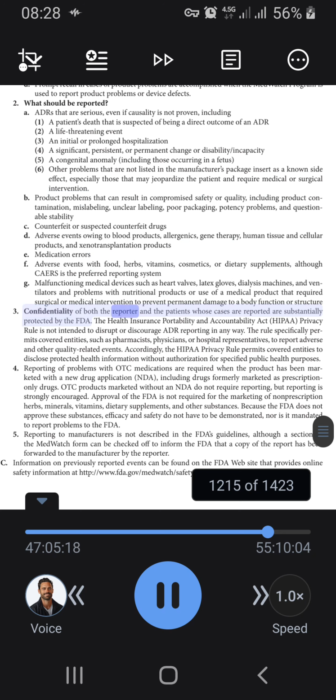3. Confidentiality of both the reporter and the patients whose cases are reported are substantially protected by the FDA. The Health Insurance Portability and Accountability Act, HIPAA, privacy rule is not intended to disrupt or discourage ADR reporting in any way. The rule specifically permits covered entities, such as pharmacists, physicians, or hospital representatives, to report adverse and other quality-related events. Accordingly, the HIPAA privacy rule permits covered entities to disclose protected health information without authorization for specified public health purposes.